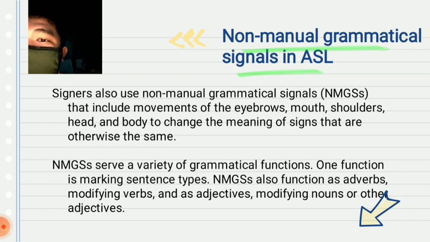Non-manual grammatical signals in American Sign Language. Signers also use non-manual grammatical signals that include movements of the eyebrows, mouth, shoulders, head, and body to change the meaning of signs that are otherwise the same. NMGSs serve a variety of grammatical functions. One function is marking sentence types. NMGSs also function as adverbs, modifying verbs, and as adjectives, modifying nouns or other adjectives.